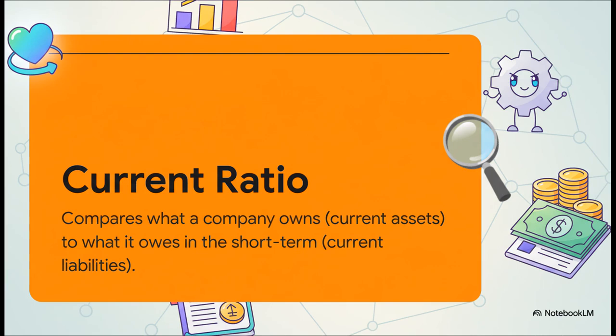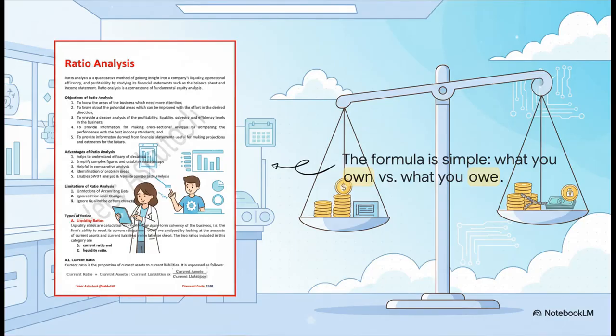It's a really simple, elegant idea. All it does is compare the stuff a company can turn into cash within a year against the debts it has to pay off in that same year. And the formula itself is as straightforward as it gets. You just take the current assets and divide them by the current liabilities. It's a perfect snapshot of what you have on hand versus what you owe, in the very near future.